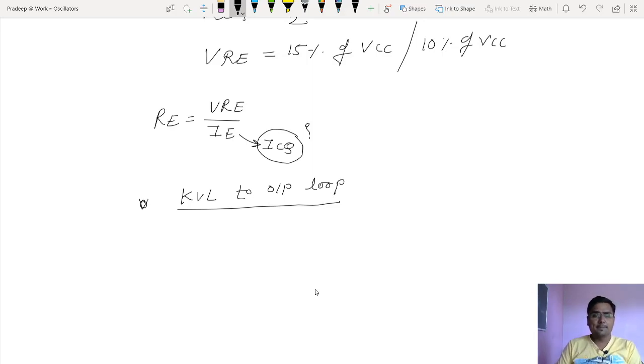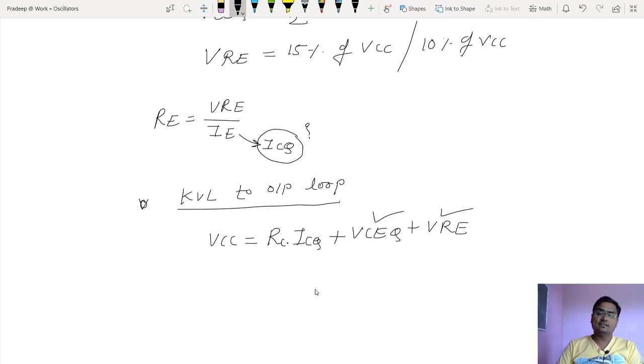Now look at this, ICQ. How can I calculate ICQ? Let me apply KVL to the output loop. That is VCC is equal to RC, that is the collector resistor, multiplied by ICQ, plus VCEQ plus VRE. Now look at this VRE, yes it is known. VCEQ, yes it is known. Then this RC, just now you have calculated. VCC is known.